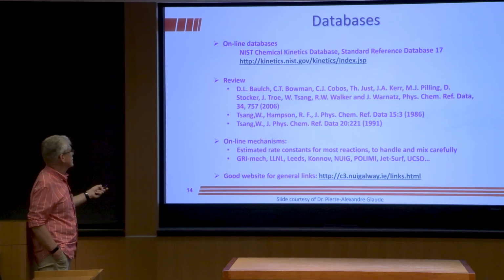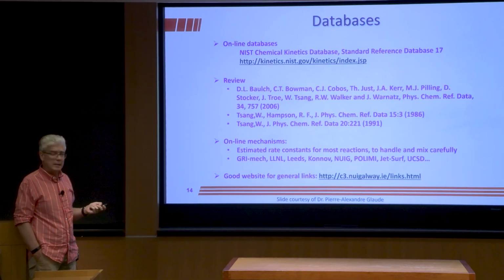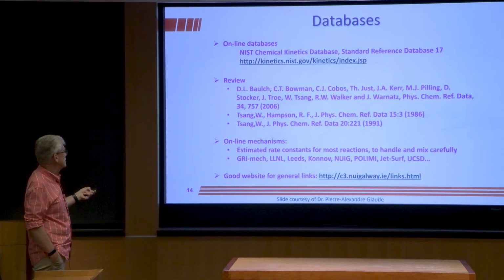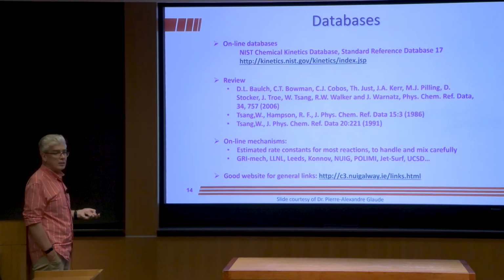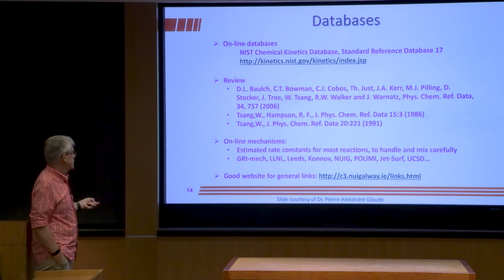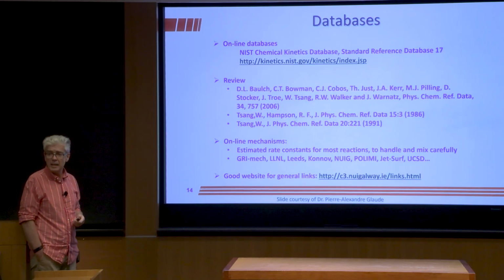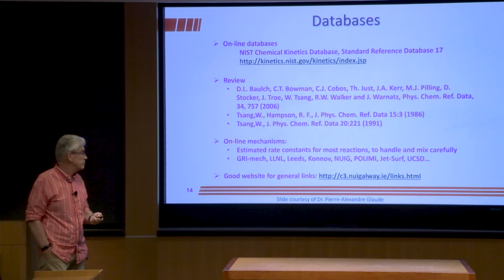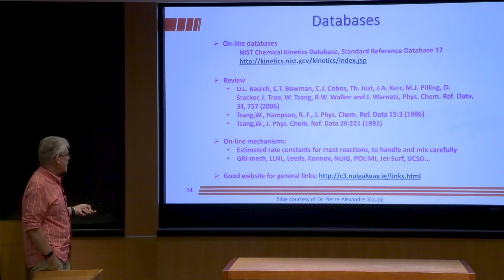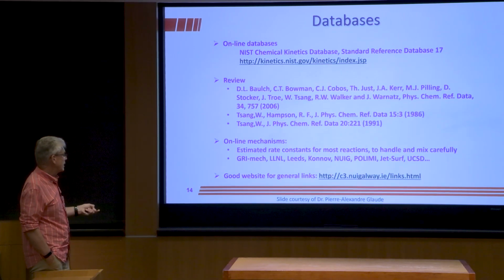There are online databases. So we have the NIST Chemical Kinetics Database. It's available, but it's being discontinued. There were reviews by Baulch, Zhang, and others available. And then there are lots of online mechanisms, ones from GRI-Mech, Livermore, Leeds, CoNoff, Galway, Polimi, JetSurF, UCSD, KAUST, lots of different ones. I'm promoting this more, and actually I should have updated the link, but this is broken. This should be c3.nuigalway. Anyway, I'll update this link and you can have that.